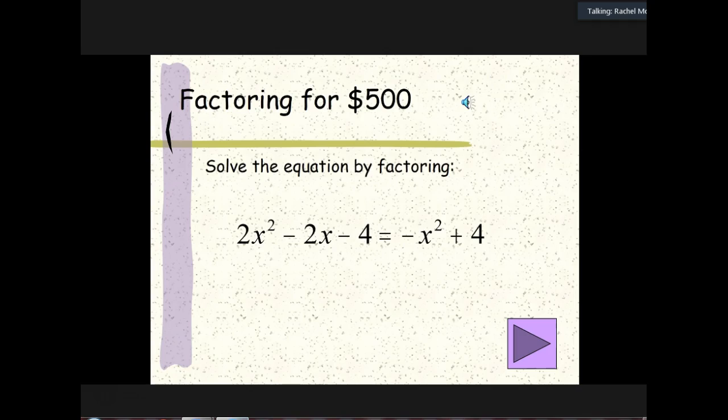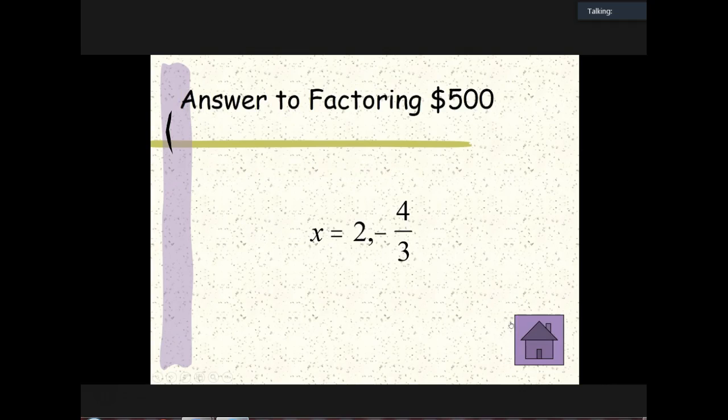All right, so it looks like we need a little help on factoring. A lot of help. Oh, Quadratic Formula would have been brutal. Factoring is kind of easy.